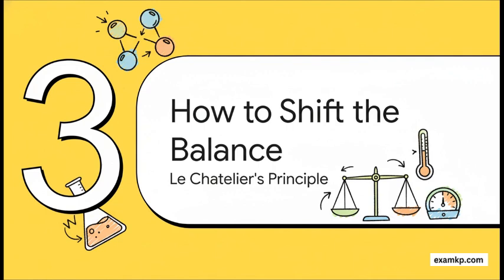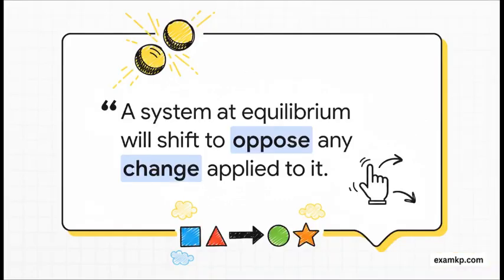So, what happens if we take a system that's perfectly balanced at equilibrium and we mess with it? How does it respond? Well, there's one incredibly powerful rule that lets us predict exactly what will happen. It's called Le Chatelier's principle. This is it. This is the whole idea. The system will literally fight back against whatever you do to it. If you add more of something, the system will try to use it up. If you take something away, it will try to make more of it. If you heat it up, it will try to cool itself down. It always works to undo the change and find a new balance.